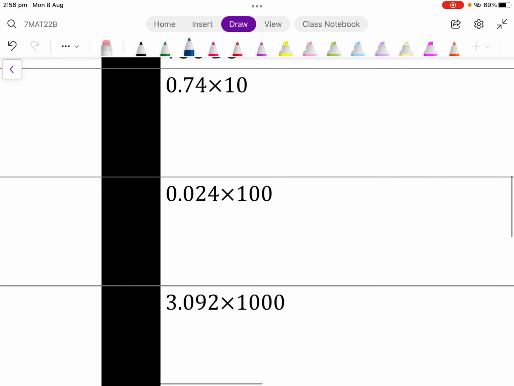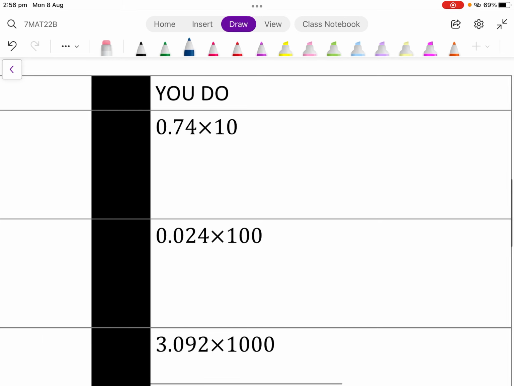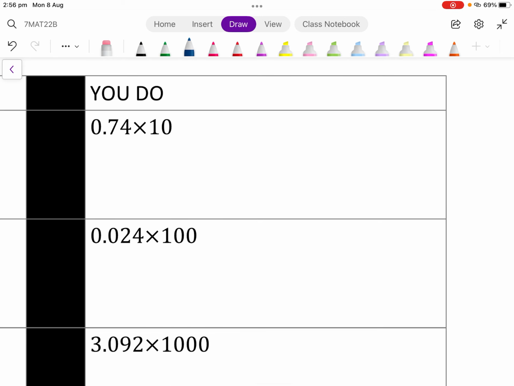Alrighty, so for the you do questions, we have 0.74 times 10. Now there is 1 0 in 10, so we have to move the decimal point 1 place to the right. So your answer should be 7.4. Our next one, we have 0.024 times 100. There are 2 zeros in 100, so we want to move our decimal point 2 places to the right so that our answer is 2.4.